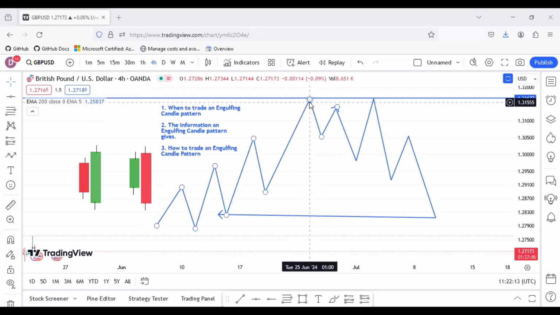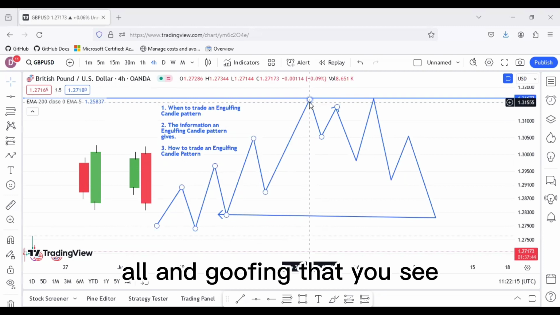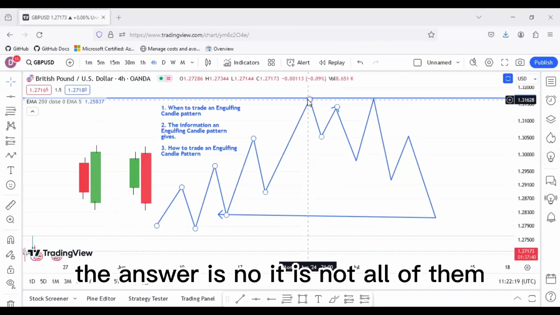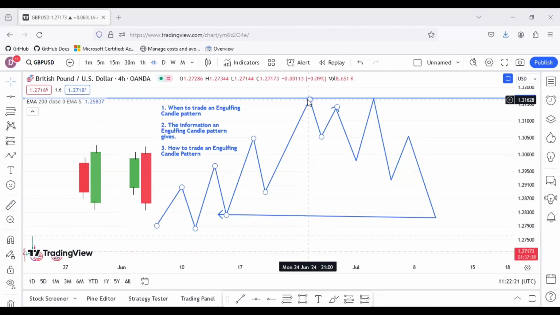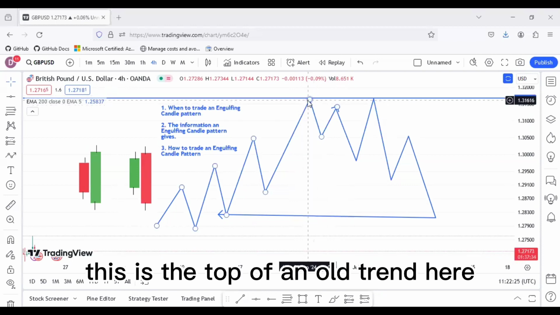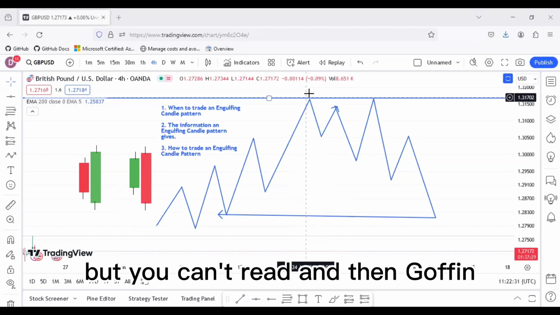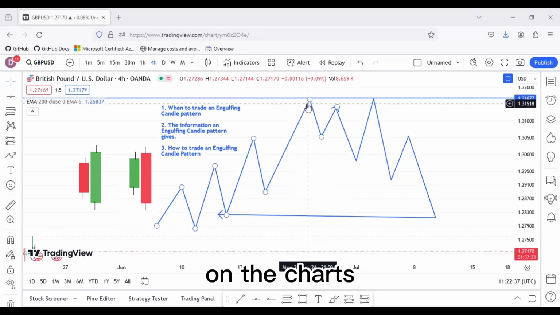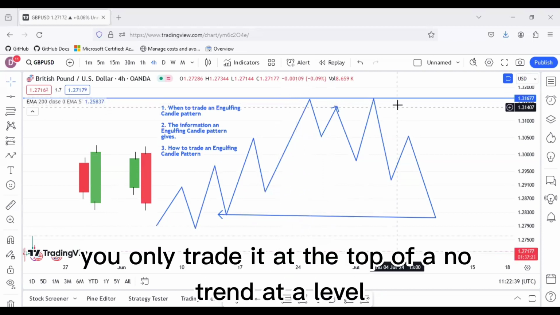Now, is it all engulfing that you see at the top of an uptrend that you trade? The answer is no, it is not all of them. Like you see the structure I draw on my screen right now. This is the top of an uptrend here, but you can't trade an engulfing if you see it in this kind of scenario on the chart. You only trade it at the top of an uptrend at a level.